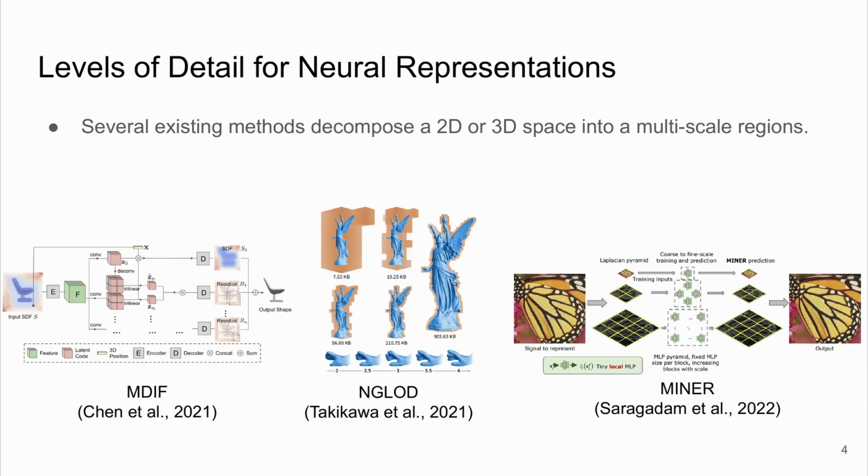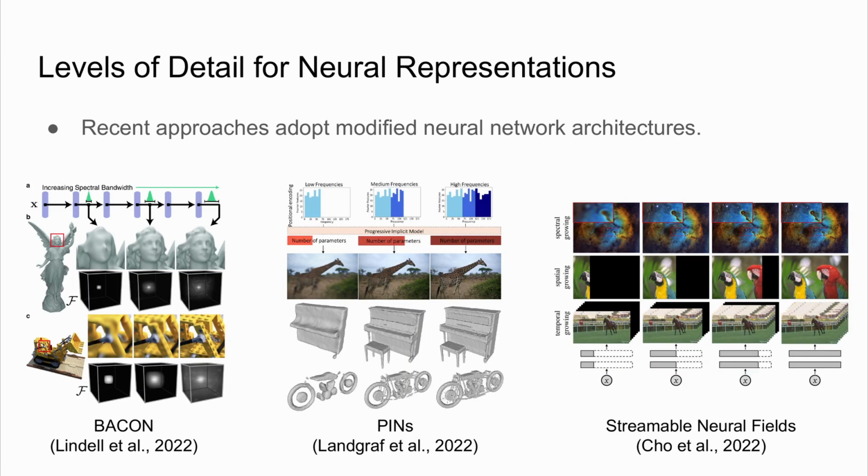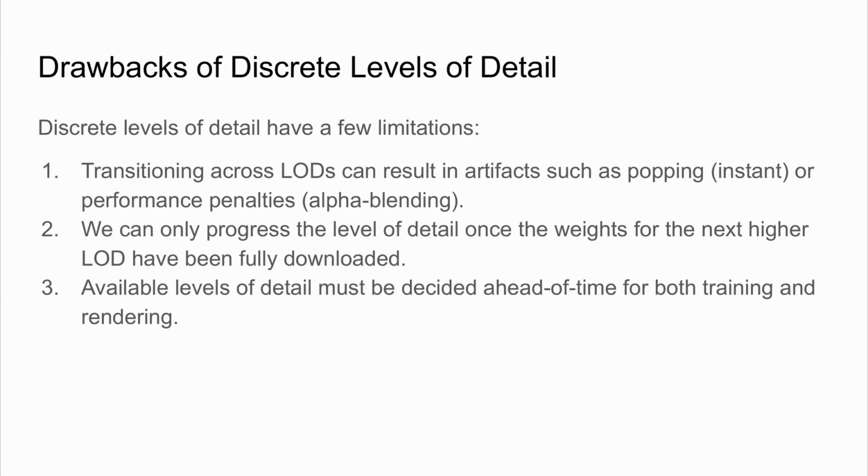Along with the introduction of neural representations, several methods have appeared that learn to represent 2D and 3D scenes at multiple levels of detail. For example, the methods listed here all decompose a scene into multiple resolution levels with regions represented by latent codes or neural networks. These methods aim to improve learning accuracy and efficiency. These methods adopt modified neural network architectures with increasing layers or widths to achieve multiple levels of detail. However, most existing methods only achieve a few discrete levels of detail.